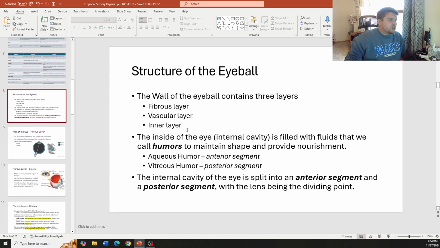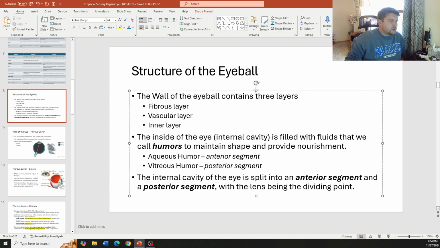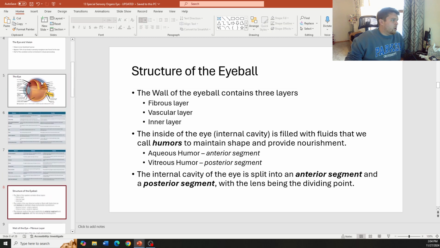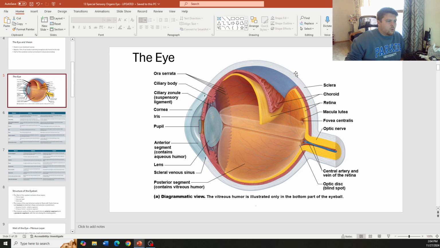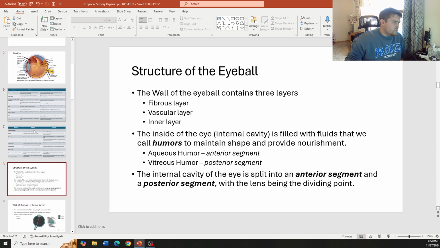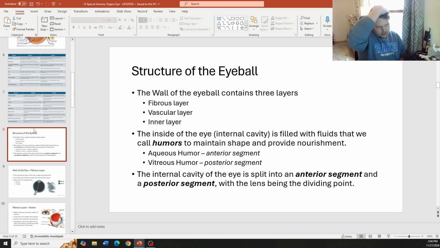So the structure of the eyeball. We're going to start with the wall of the eye. So the wall of it all is divided into 3 layers. We have a fibrous layer, a vascular layer, and then an inner layer. A lot of those are going to have subsections as well, so we'll take a look at each of those.